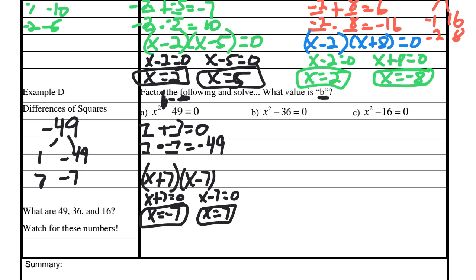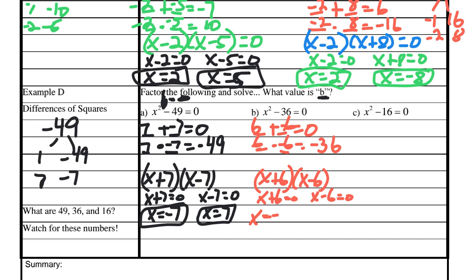Okay, now let's try b. So b, same thing. My b value is 0, so I'm looking for two numbers that add to 0, and they also have to multiply to negative 36. Okay, so I break down negative 36, and I'm looking for two numbers that are the exact same with opposite signs that multiply to 36. Well, that turns out to be negative 6 and 6. So then that's going to be x plus 6, x minus 6, set each one equal to 0, and solve. So x equals negative 6, and x equals positive 6.